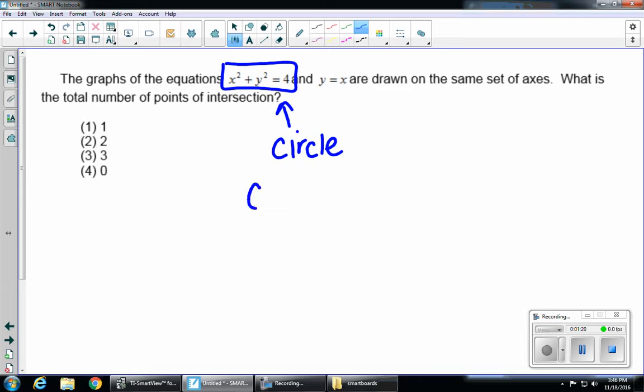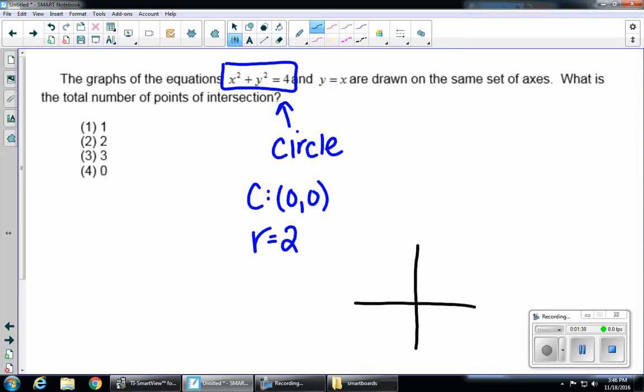The center of my circle is 0, 0 because there's nothing being added or subtracted to the x or to the y. The radius of my circle is going to be 2 because it's the square root of 4. So I'm going to sketch out a picture. It doesn't have to be perfect. Remember, we just want to have an idea of how many times it is going to intersect. So here's my circle.